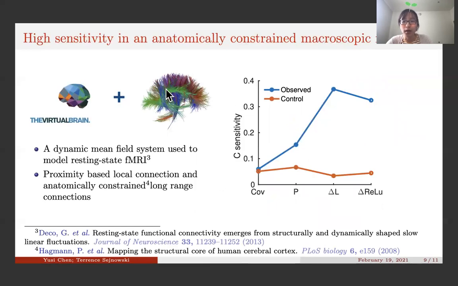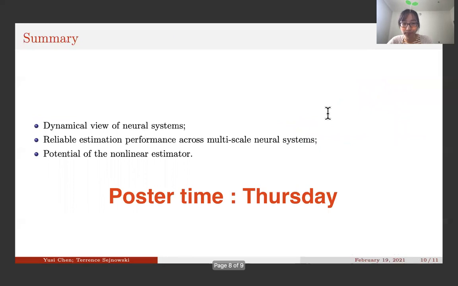Lastly, I turn to a macroscopic brain surface model supported by DTI-measured anatomical connections. The estimator performance was quantified by sensitivity, shown on the right. Both delta L and delta ReLU outperformed the two benchmarked methods, and delta L is better, probably because of the ensemble effect mentioned before in the previous slides.